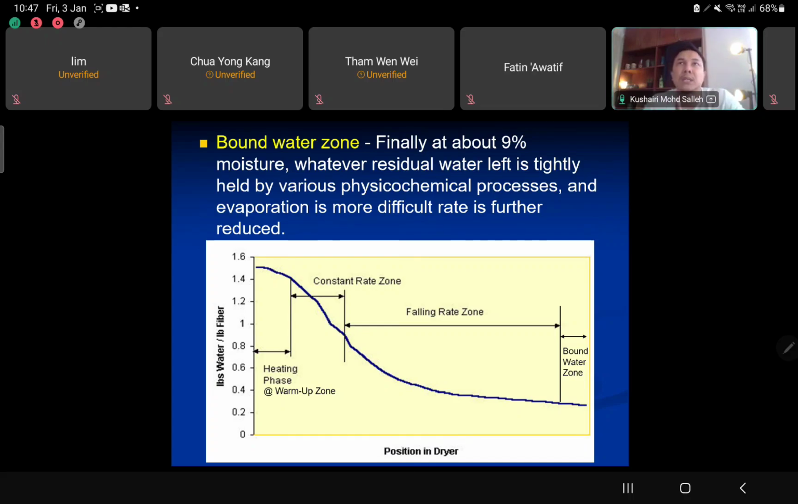So the bound water is basically what remains in the paper. Finally, at about 9% moisture content, whatever residual water is left is tightly held by various physico-chemical bonds. As we remove more water, the water left inside the fiber has a very strong hydrogen bond with the fiber itself. That's what we call the bound water. They have the physical bonding. So this is what we call the bound water zone.